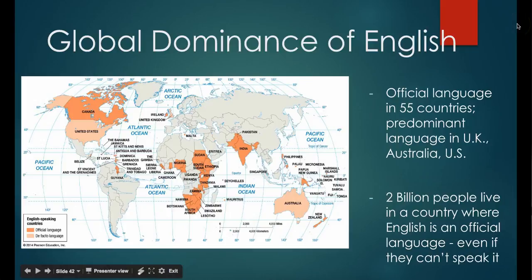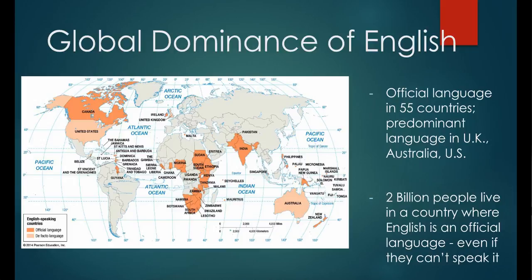So continuing on with the dominance of English, notice that it is the official language of 55 countries, by far the most countries we have for an official language in the world. It's the predominant or de facto language here in the United States, but again, it's not the official language. Our government has just never decided to make that the official language, though when you hear about English-speaking countries, you need to include the United States. It's just not simply an official language.